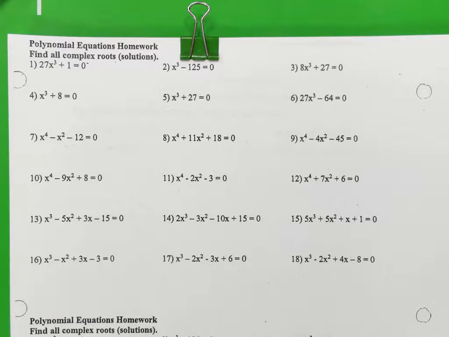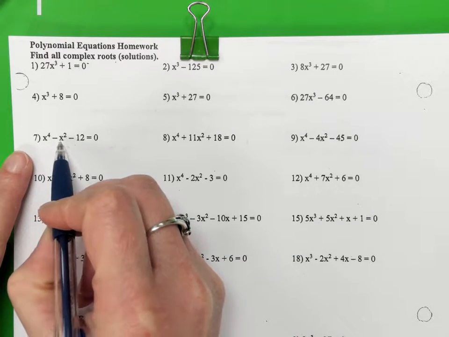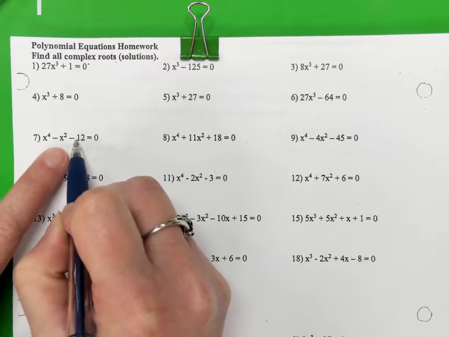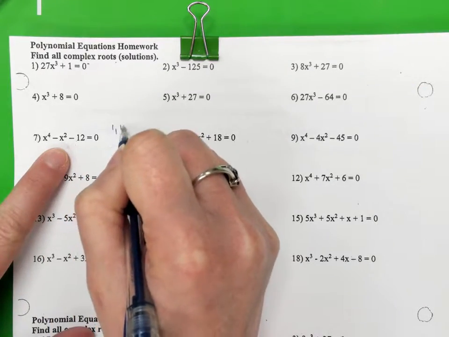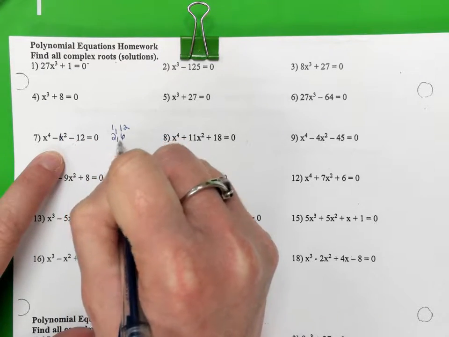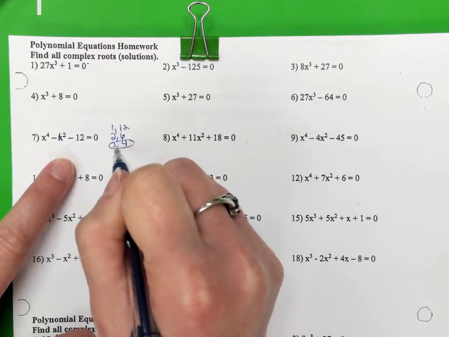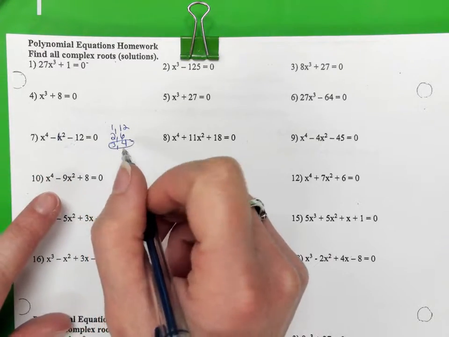Which ones do we need to go over? Anything? 7. 7? Okay. All right, so let's see. Do they have anything in common? No. So you got to find factors of 12 that add or subtract to be -1. And that's 3 and 4. How will 3 and 4 give you -1?